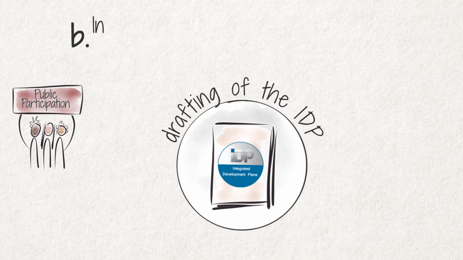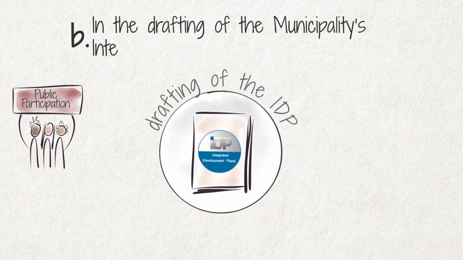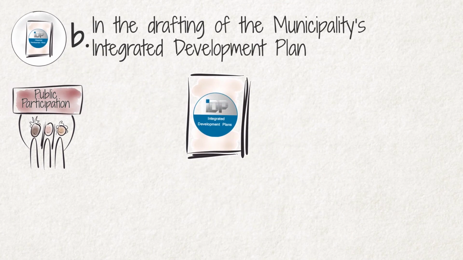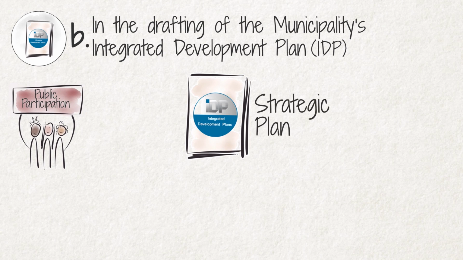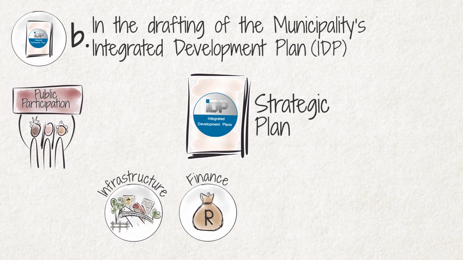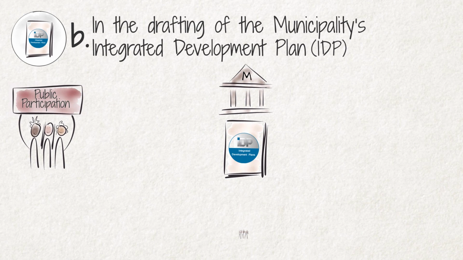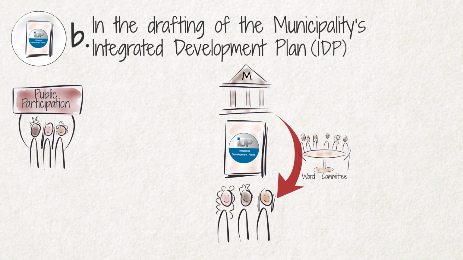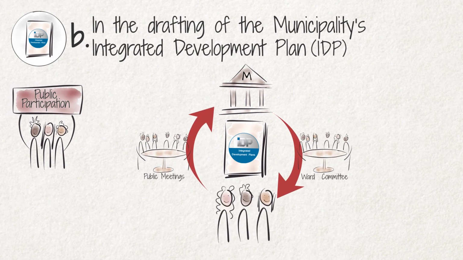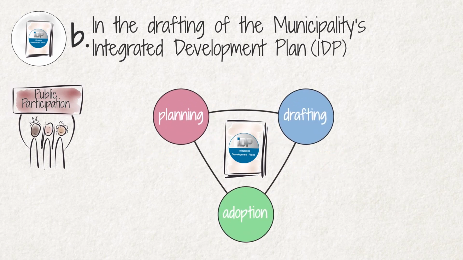B. In the drafting of the municipality's Integrated Development Plan. The Integrated Development Plan, or in short, IDP, is the municipality's principal strategic plan on matters such as infrastructure, finance, staff, and economic development. A municipality must involve the local community through the ward committees and public meetings on the planning, drafting, and adoption of the IDP.